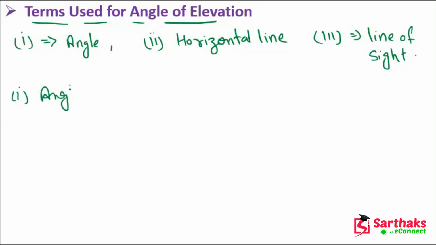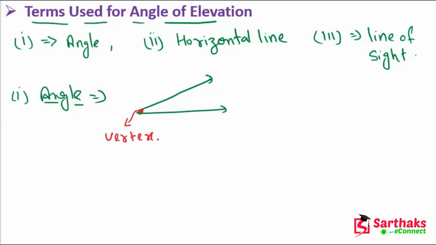So first is angle. If two rays or two line segments meet at a common endpoint, then the point is known as the vertex. Let's suppose two rays like this meet at a common point, which is known as the vertex. Two straight lines meeting at a common point are said to form an angle. So this is an angle.